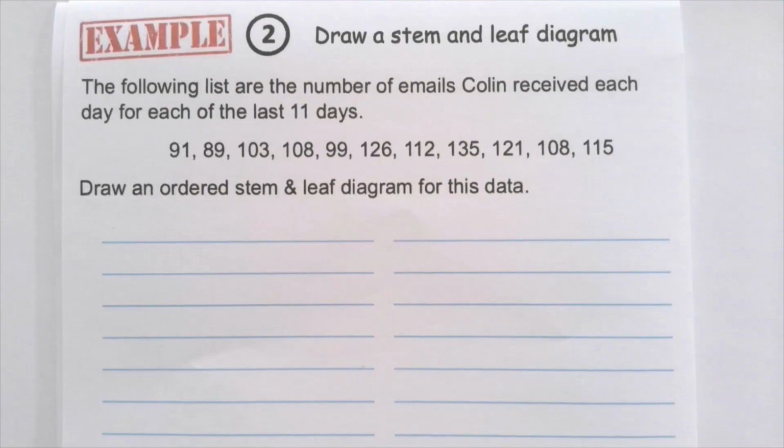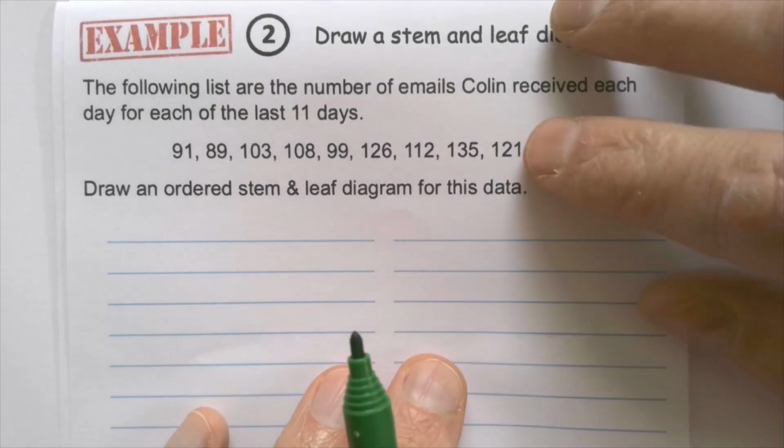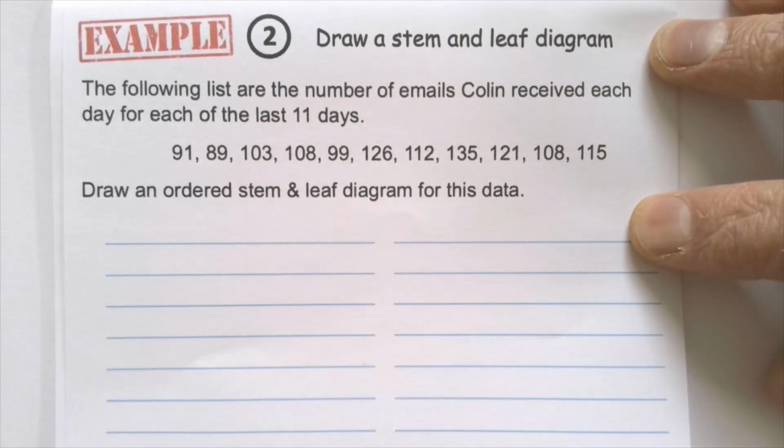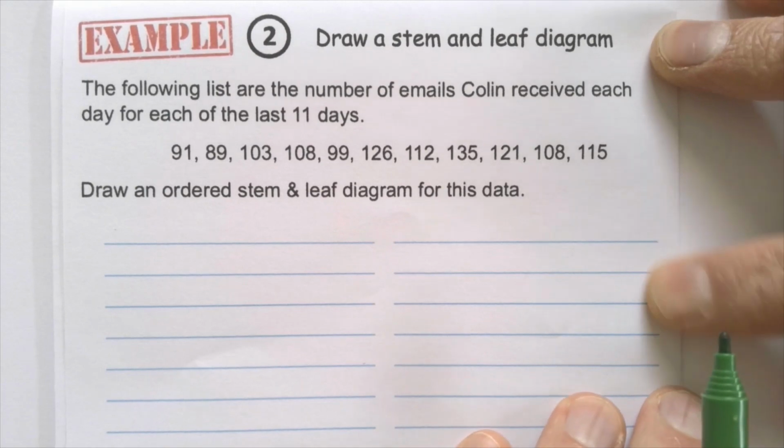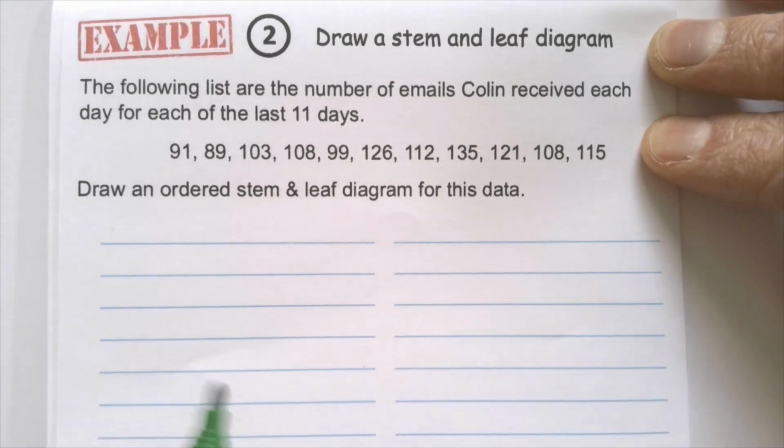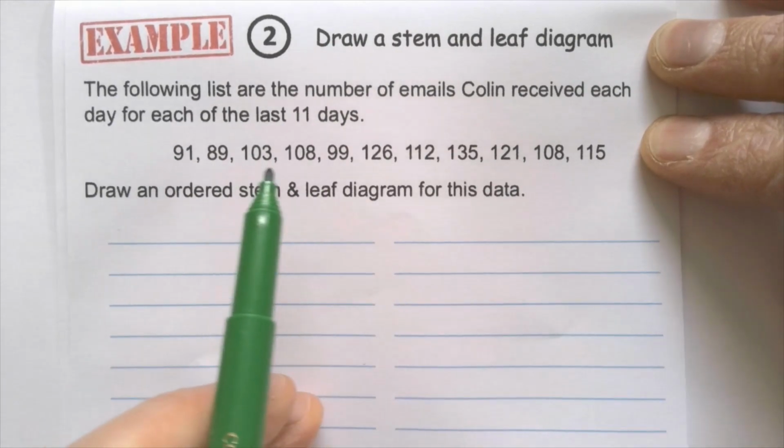Okay, we're on example 2 now for drawing stem and leaf diagrams. The following list are the number of emails Colin received each day of the last 11 days, and we've got a list of numbers. We're asked to draw an ordered stem and leaf diagram for these data. So, like before, we're going to draw it 2 times. We're going to have an unordered, rough and ready version to sort it all out, and then do it again properly in an ordered sense.